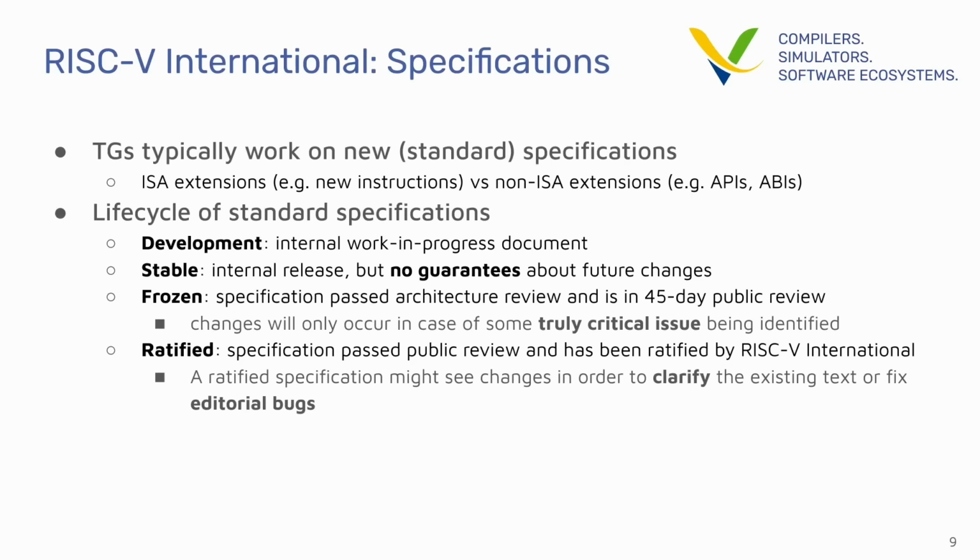Finally, a specification becomes ratified. This happens when the public review period is over, all issues which have been reported have been addressed, and the document has been approved and ratified by the TSC. Once a specification is ratified, it is very unlikely to see any future changes. Still, it is possible in order to clarify the existing text or to fix editorial bugs.